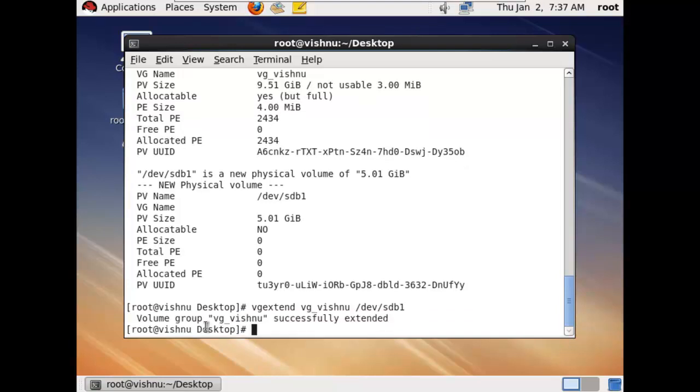So guys, you can see here the message that volume group VG_Vishnu has successfully been extended. Now guys, we will extend the root drive. Before extending the root drive with this SDB1, or you can say before extending the root drive with 5 GB, first we will check what is the current size of the root drive.